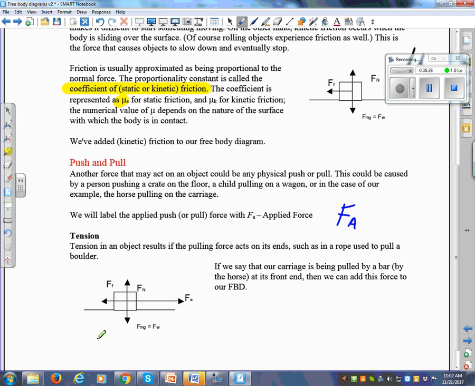But horizontally this way, are the forces balanced? They are not. So there is a net force, which means that it is going to accelerate, right? See how the FA is bigger than the FF. So this one's going to accelerate to the right.